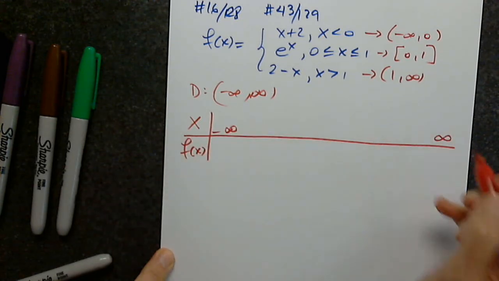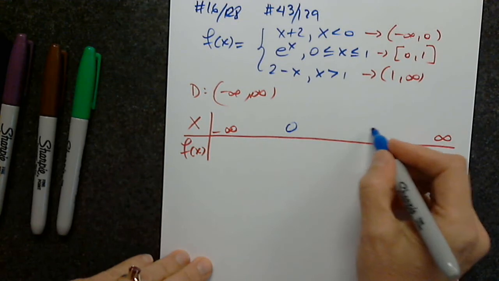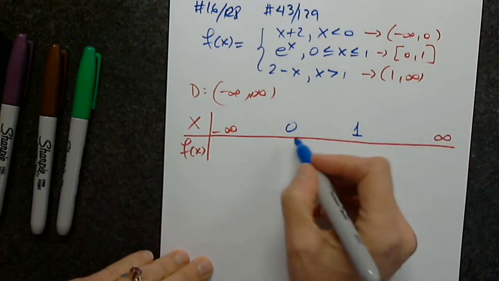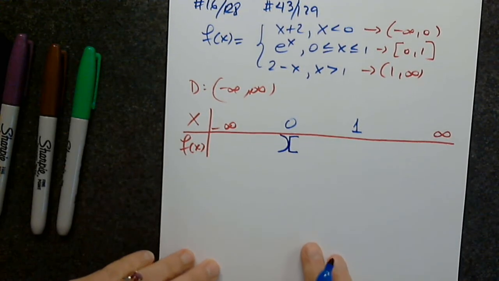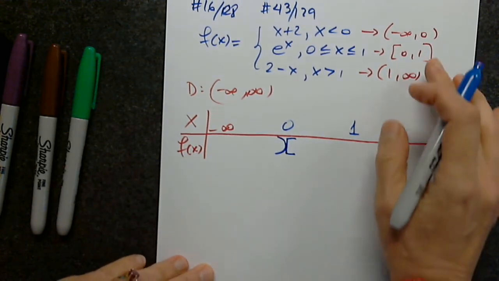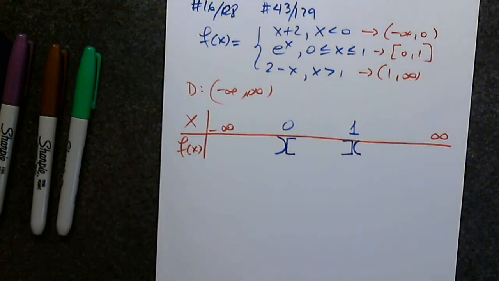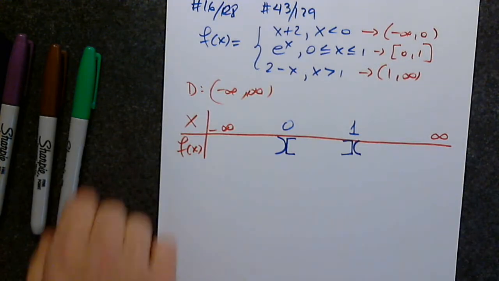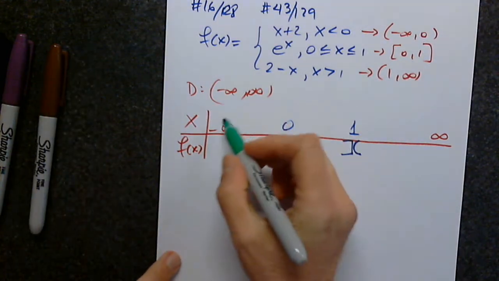Negative infinity to infinity. Of course, in the chart, I will have to have which values? Of course, 0 and 1, absolutely. Under 0, I have a parenthesis facing left and a bracket facing right. Under 1, I have a bracket facing left and a parenthesis facing right. Do we agree so far? I know that this is an overkill. I'm just trying to get you in the best habits.